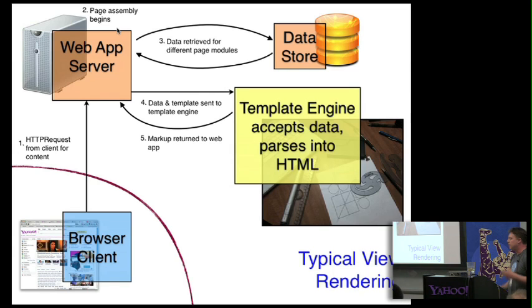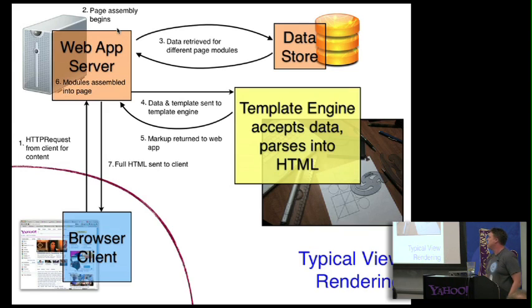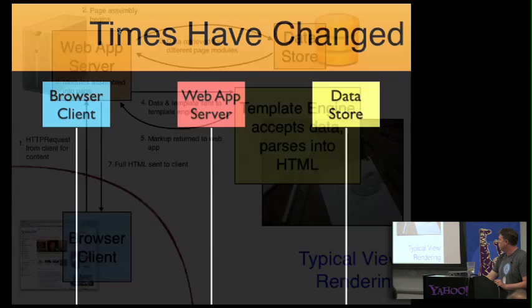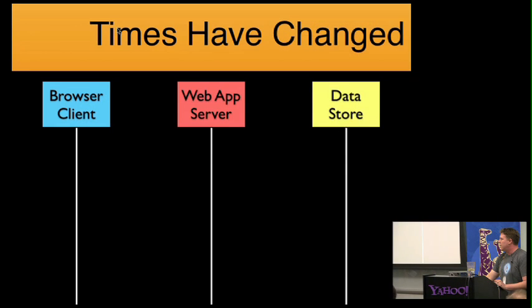Typically, that data is pushed through some form of templating engine on the server. So it's sent to the engine. It may be local there on the server, just a module. It may even be done on another server. But essentially, that data is transformed by the templating engine into markup that's then assembled into a page and sent back to the client. So that's the typical view rendering route. But that's not really what we do much anymore.